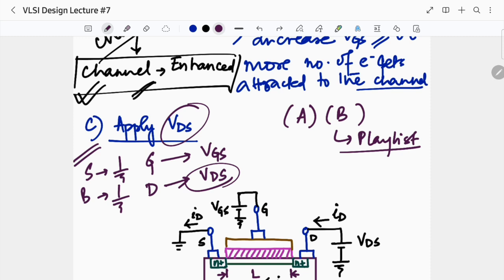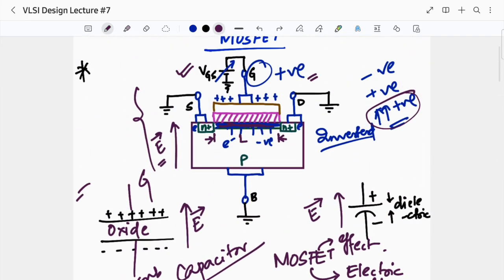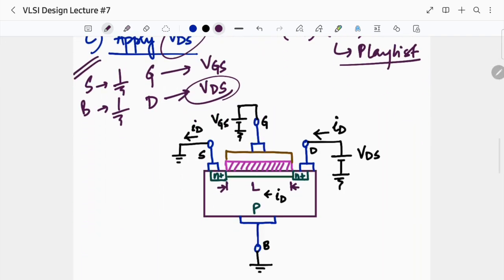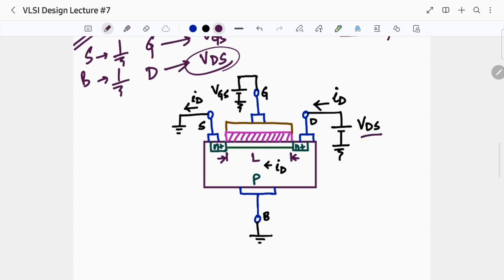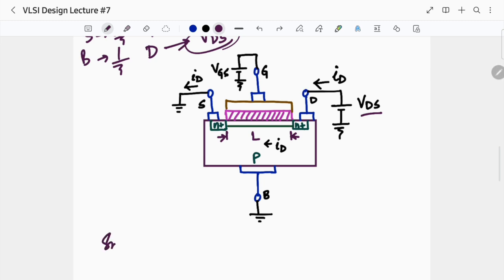Okay, so this is our diagram. At this point we simply had the channel. Since we have applied VDS, I have denoted something extra in our diagram, that is the flow of ID. Why? Let us see. So now we are applying a small positive VDS at the drain terminal.